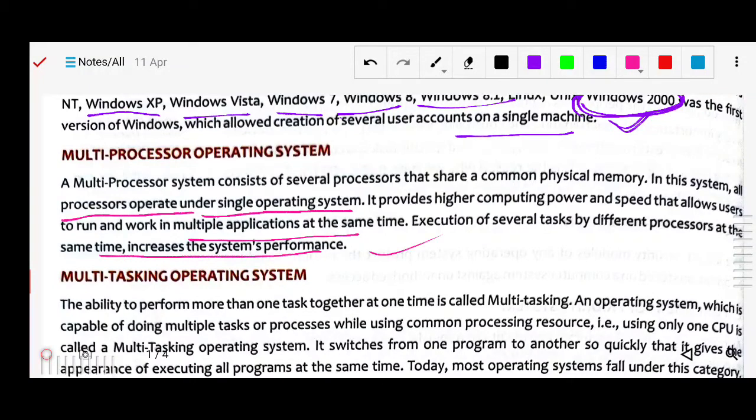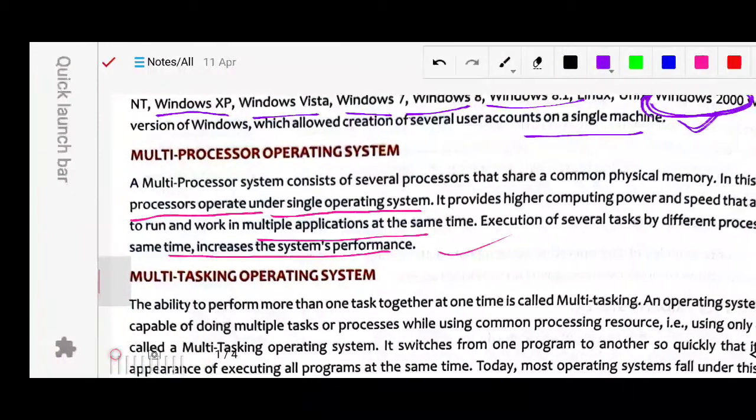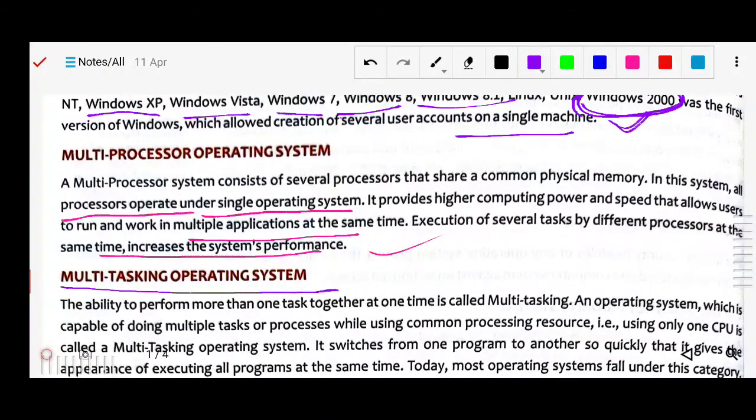So with this multiprocessor, many tasks can be done at a time, and the performance will be improved. Now the next type of operating system is the multitasking operating system.